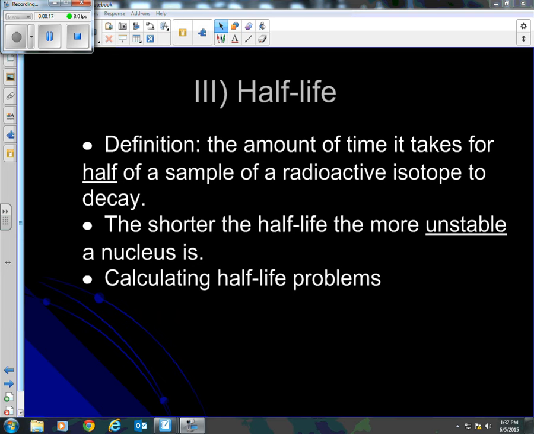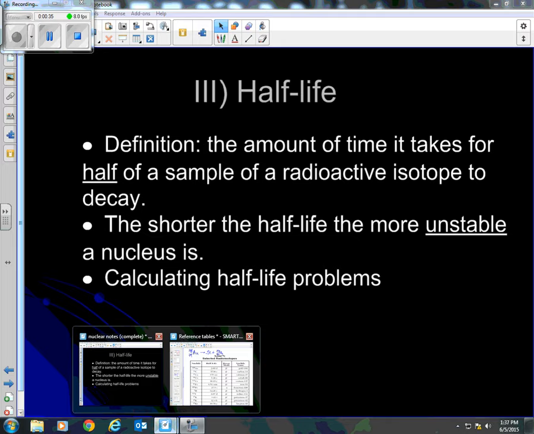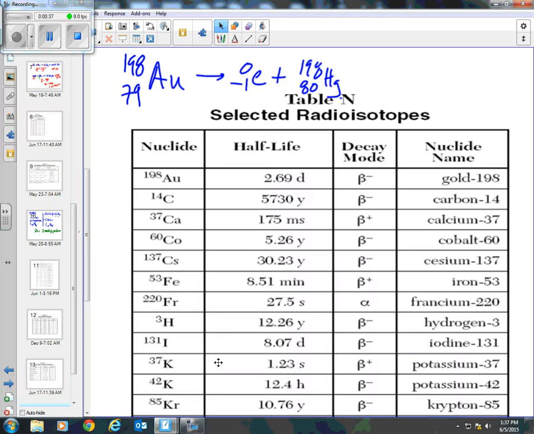And a relationship between half-life and nuclear stability is: the shorter the half-life, the more unstable a nucleus is. So isotopes that have really short half-lives have pretty unstable nuclei, versus ones that have longer half-lives have pretty stable nuclei. And remember, you can get some half-life information as well as decay mode on Reference Table N.